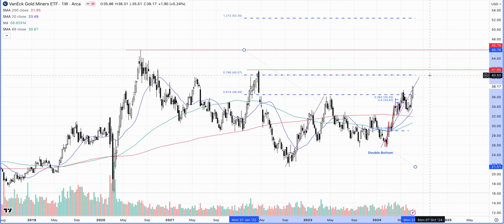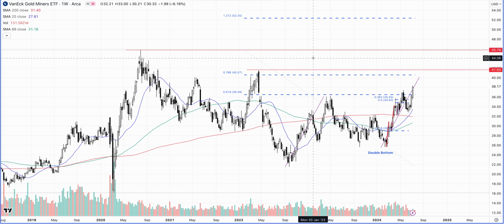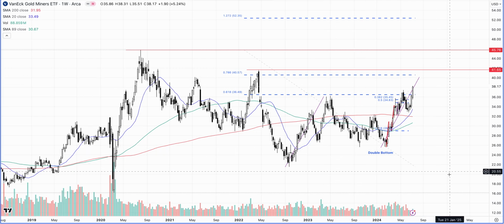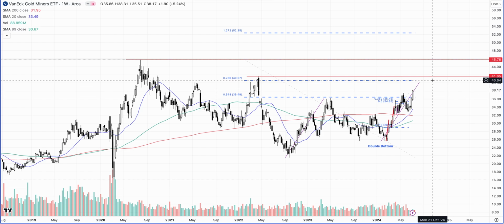So I think what's going to happen is it's going to target the $40 level, and there we can find resistance coming in from the structure, maybe some sort of a pullback happens, and then ultimately I think it's going to try to test these highs. The 1.272 expansion of this entire range comes around 52, so that will be the shorter term level to take a look at, but really short term, some resistance around the 40 level.